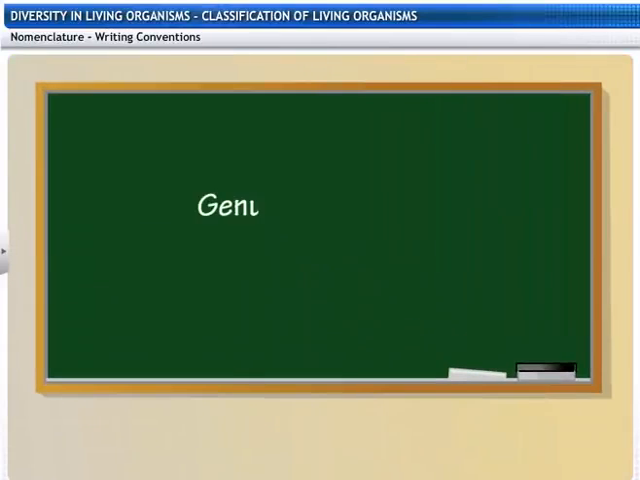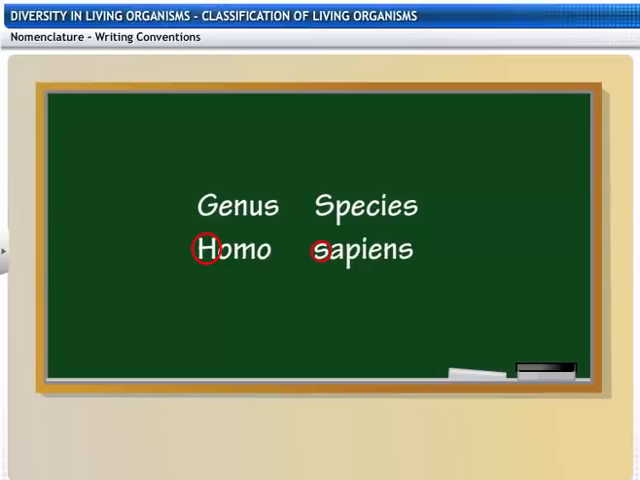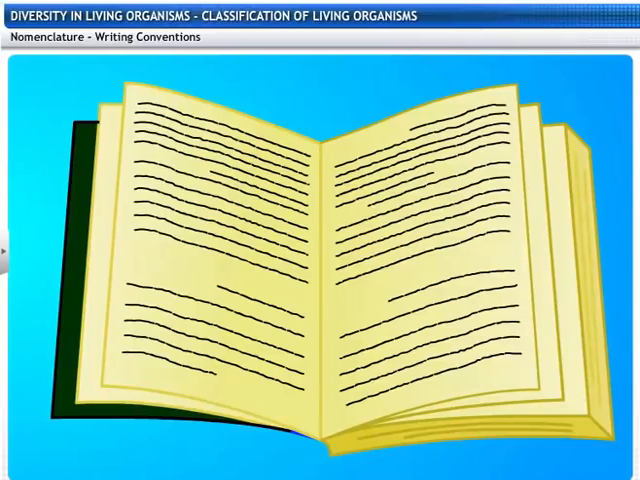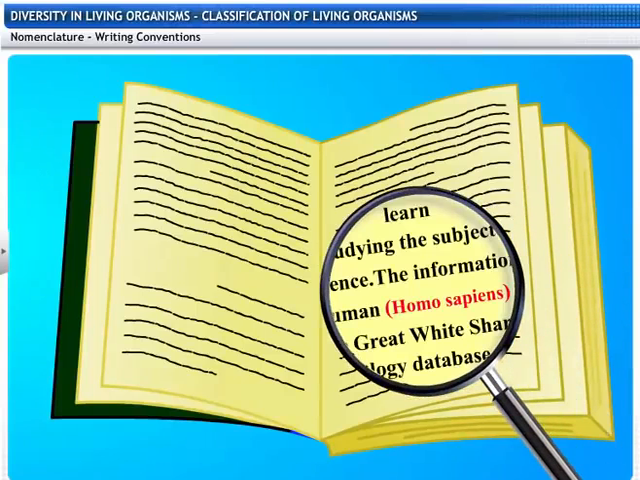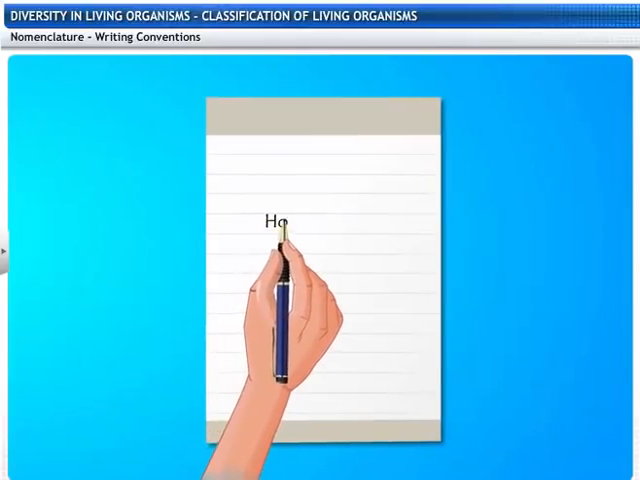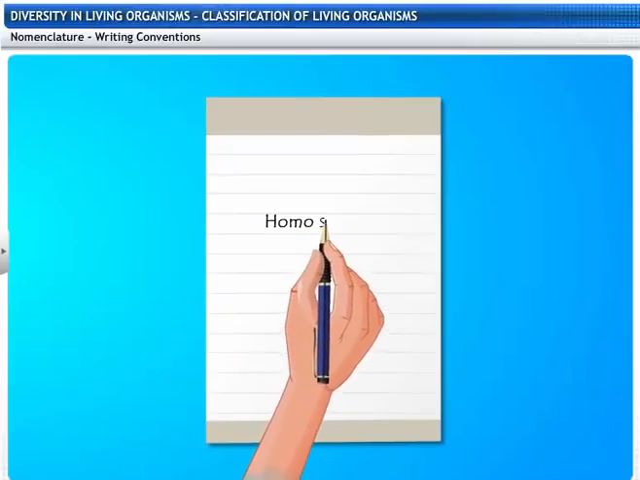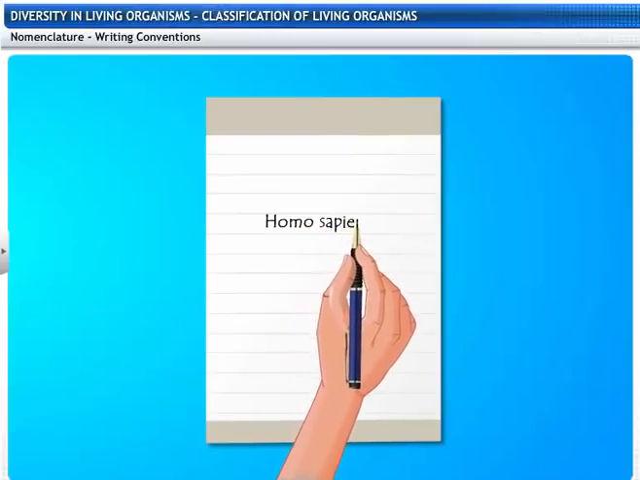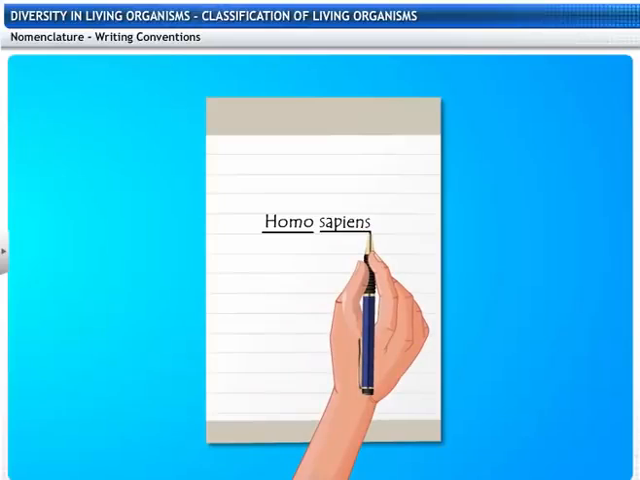Certain conventions are followed while writing scientific names. The name of the genus begins with a capital letter. The name of the species begins with a small letter. When printed, the scientific name is given in italics. And, when written by hand, the genus name and the species name have to be underlined separately.